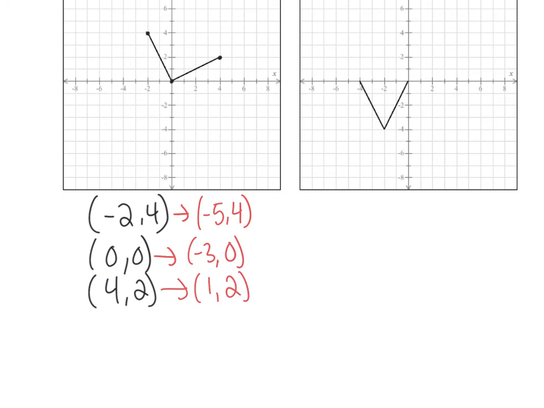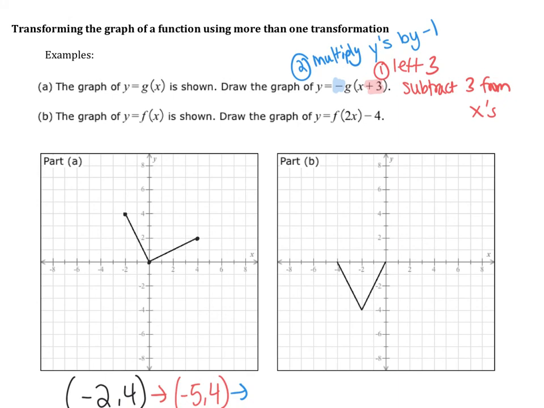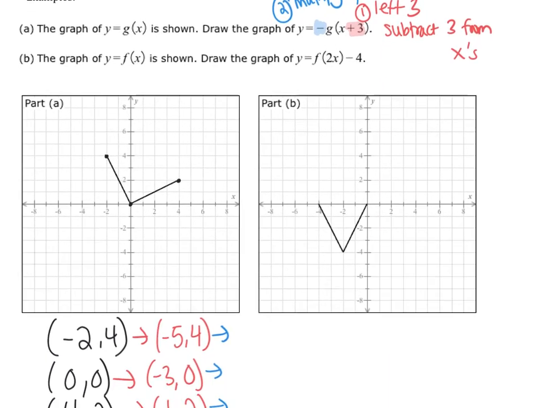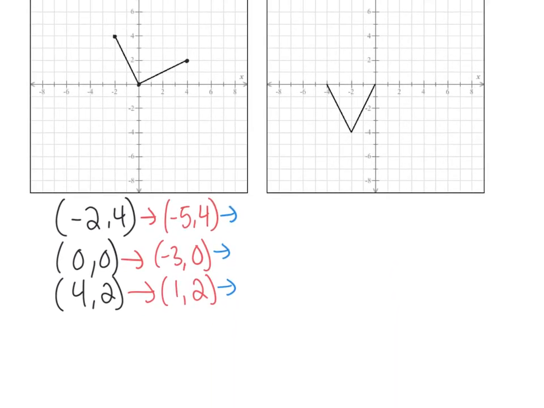Okay? Now what I'm going to do is the second part, and I'm going to transform these new ordered pairs that I just created using the reflection, and I'm going to multiply those y's by -1. Okay? So if I do that, it becomes -5, 4 times -1 is -4. And then -3, 0 times -1 is just 0. And then 1 and 2 times -1 is -2.